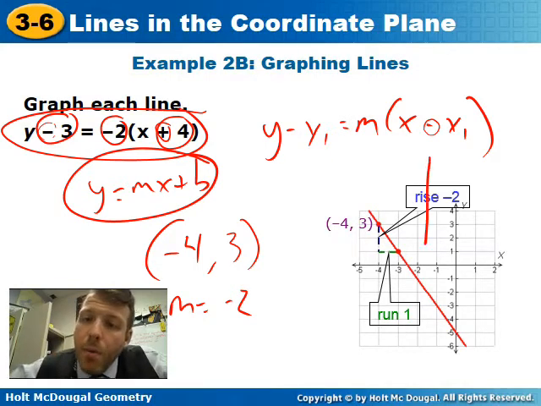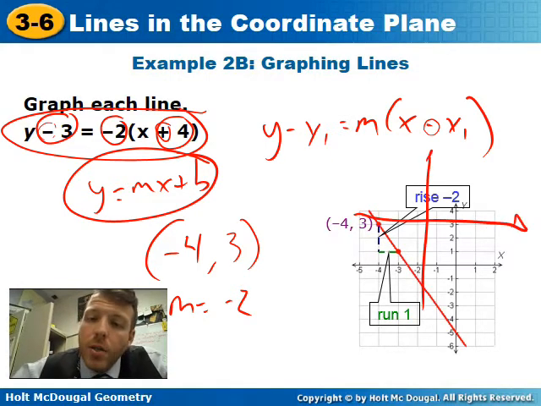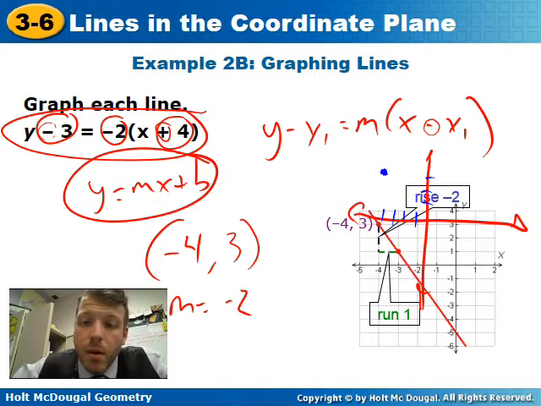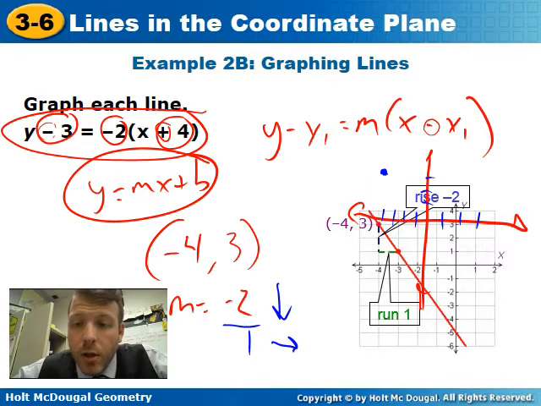But now since I have a point and a slope, I can go ahead and graph this. So let's graph this point, which is going to be over -4 and up 3. There's my point. Now since I plotted this point, I can use the slope that is -2. We can put this over a 1. This tells me I have to go down from that point 2 and go to the right 1. So down 2, to the right 1.